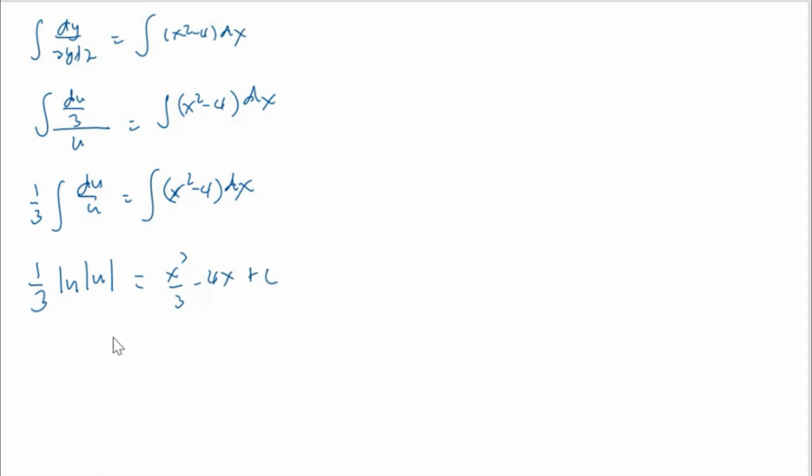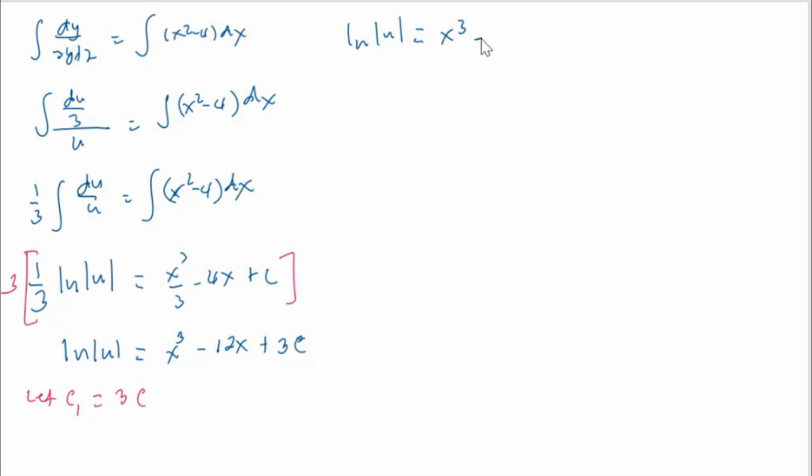Now, since we have a denominator of 3, I'm going to multiply the entire equation by 3 to avoid the denominator of 3. So 3 times 1/3 is equal to 1, so we can just have here ln of the absolute value of u. 3 divided by 3 is 1 times the numerator, so we have now x cubed minus 3 times negative 4x, which is negative 12x, plus 3 times c is 3c. Now from there, we are going to let c sub 1 equal 3c. So if we let c sub 1 equal 3c, then the new equation will become ln of the absolute value of u equals x cubed minus 12x plus c sub 1.